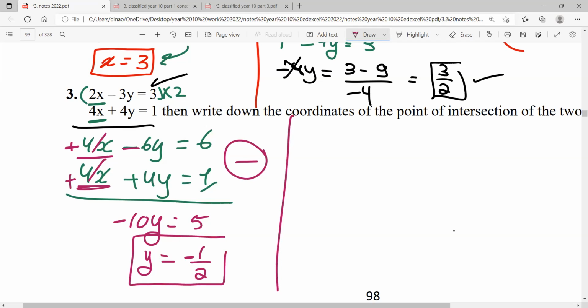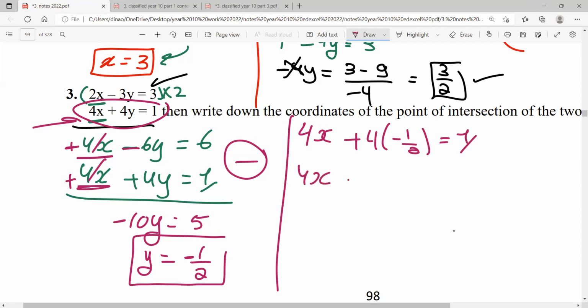Of course, you are required to find the other letter in this equation, which is the letter X, and I'm going to pick the second equation. First or second, it doesn't matter, so I'll take 4x. Note that this time I will substitute the y, not the x. So 4x plus 4 times negative half equals 1. 4 times negative half is negative 2, so 4x minus 2 equals 1.